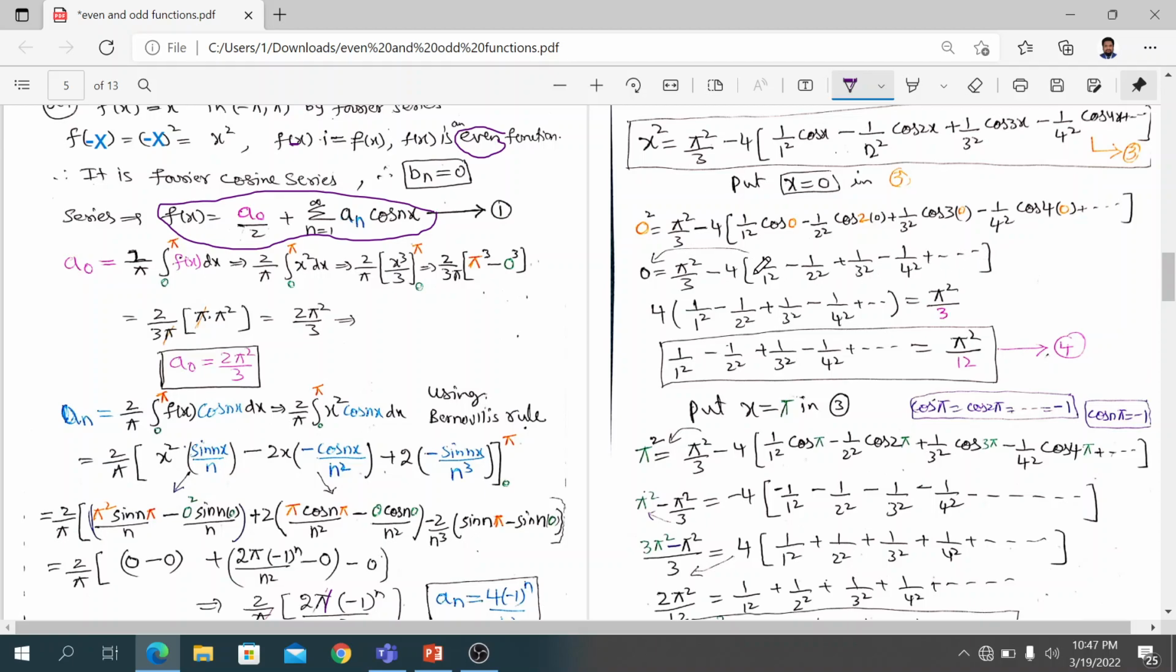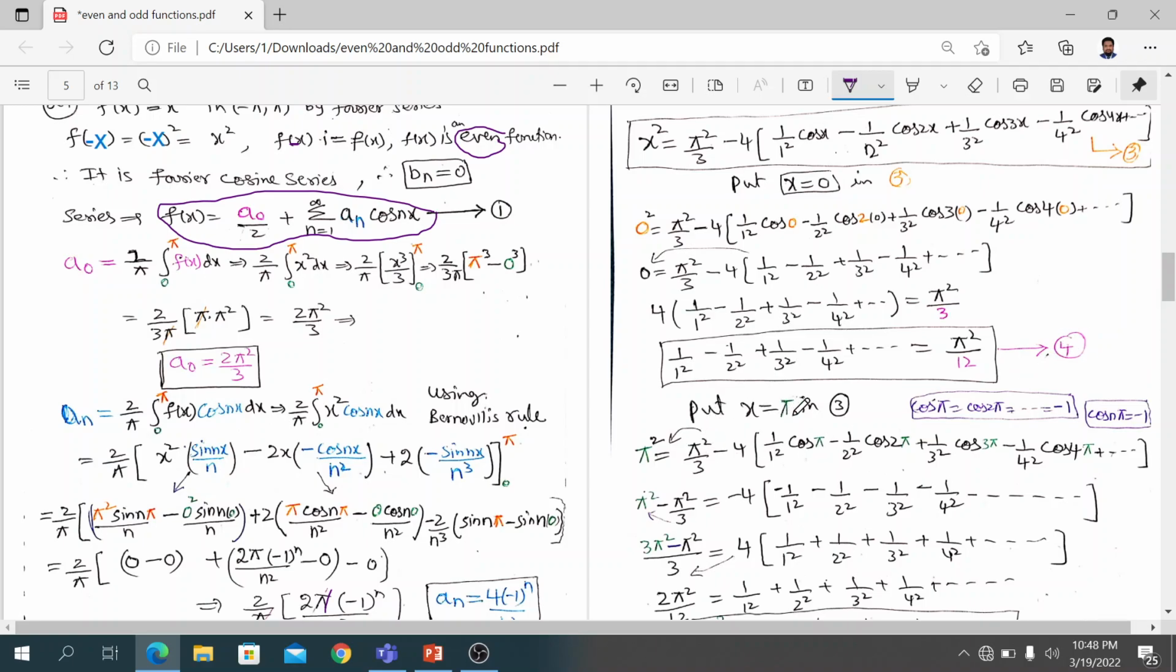So this minus value sent to that side, it becomes 4 into 1 by 1 square plus minus 1 by 2 square plus 1 by 3 square minus 1 by 4 square up to so on is equal to pi square by 3. Since it is multiply, sent to divide, so it becomes pi square by 3 becomes pi square by 12. Mark it as fourth equation.